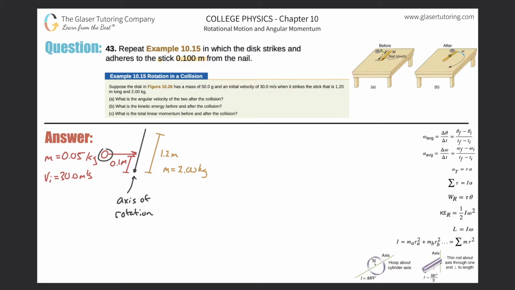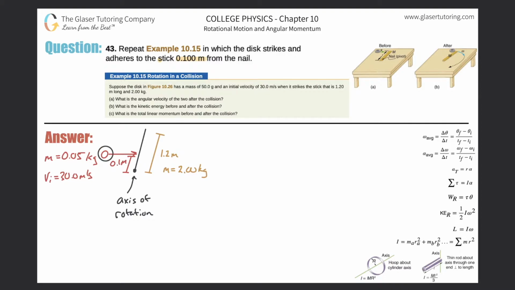The mass of this disc is going to be 0.05 kilograms. They told us it was 50 grams, so I just converted it. And the initial velocity of this disc is 30 meters per second. The rod is initially at rest. And the rod is 1.2 meters long, and the rod has a mass of 2 kilograms.